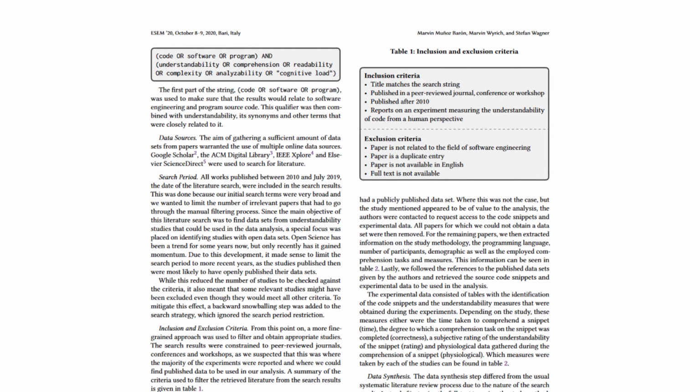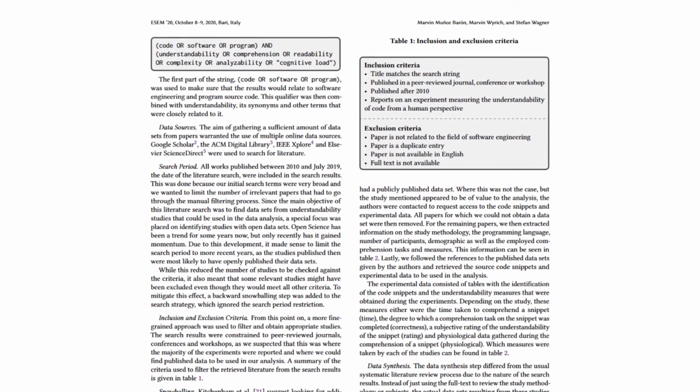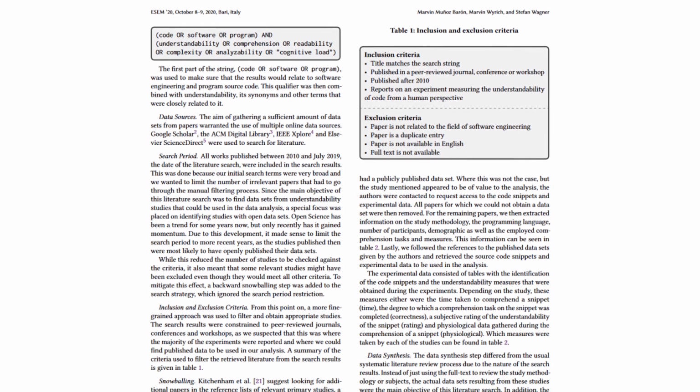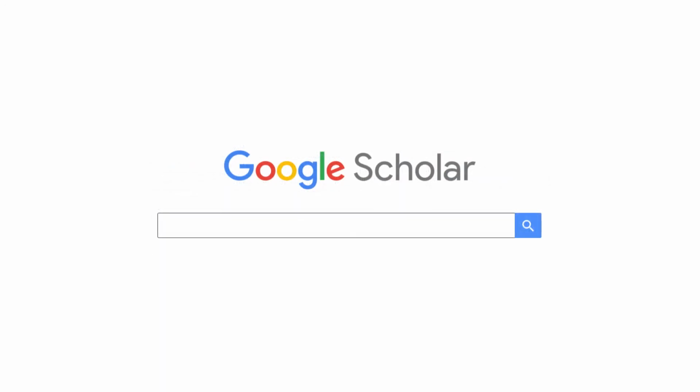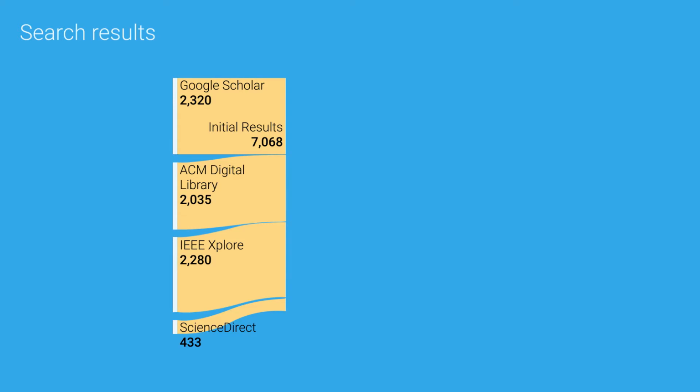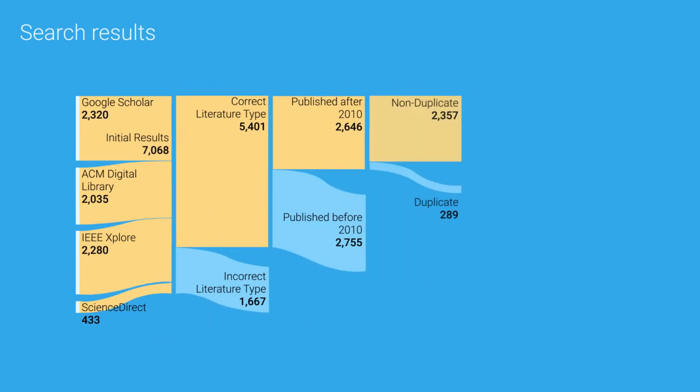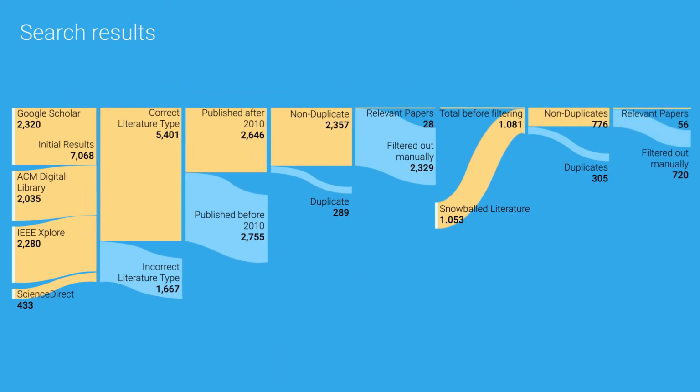We described the literature search in great detail in our paper, and I've linked the paper in the video description. What we basically did was to search for all studies that measured the understandability of code snippets as part of their study with human participants. Starting with 7,000 initial search results, we ended up with 56 papers that met our inclusion criteria.